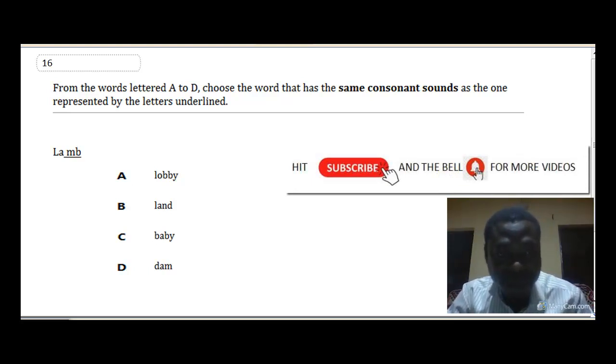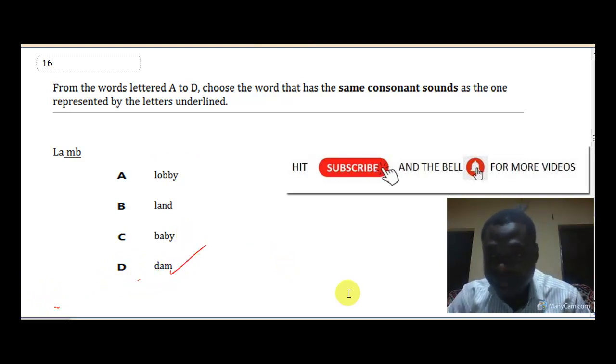So which of the options contains M? A, lobby. B, land. C, baby. And D, dam. The answer is D. Option D is the answer.